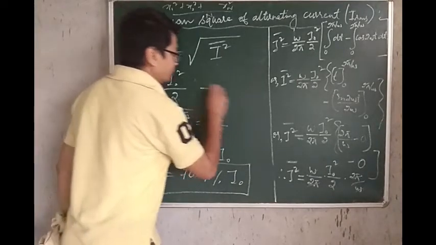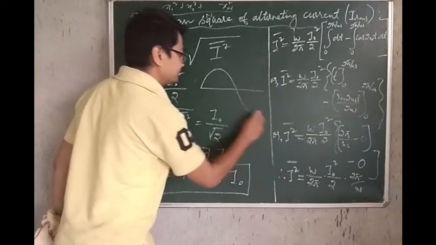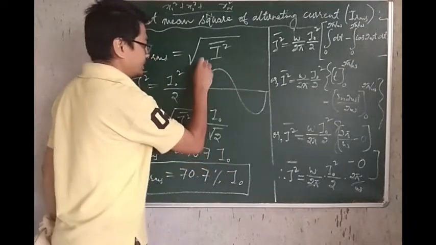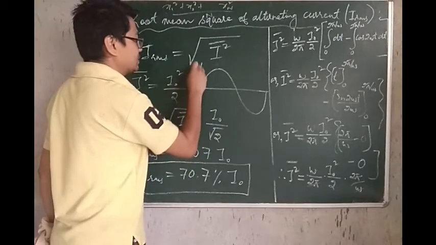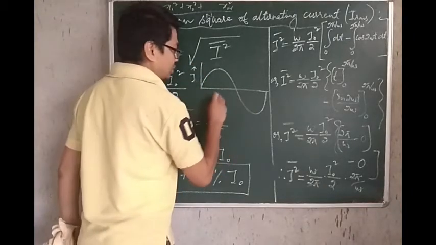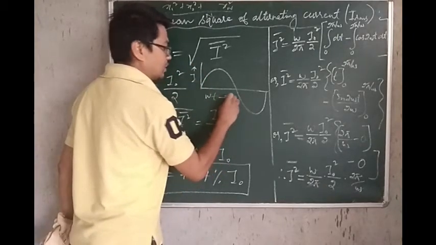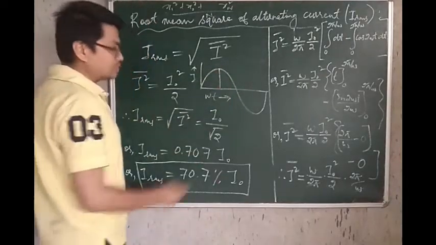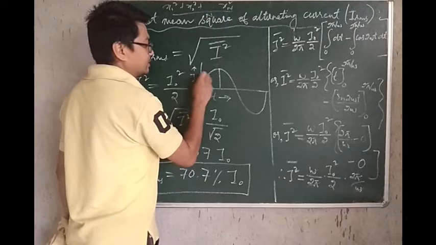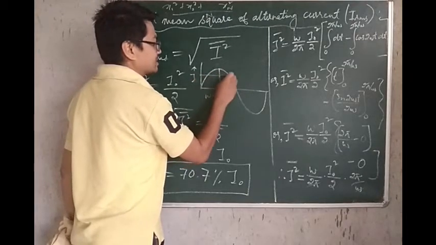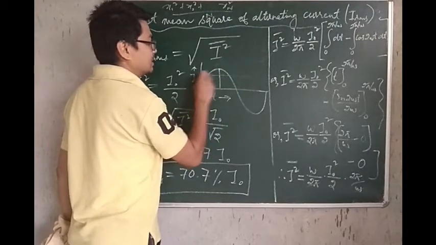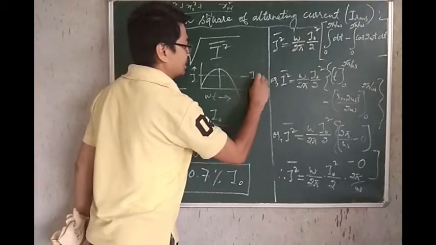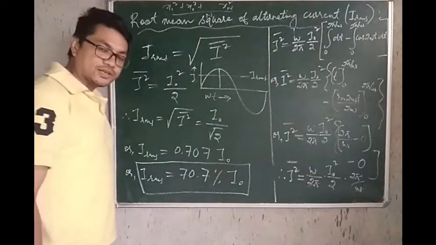So, if we have an alternating current over here, this is current I along the y-axis and time or omega t along the x-axis. If this is the peak value, then the root mean squared value is somewhere over here, 70.7%, somewhere here. So this is your IRMS. This is your IRMS value.